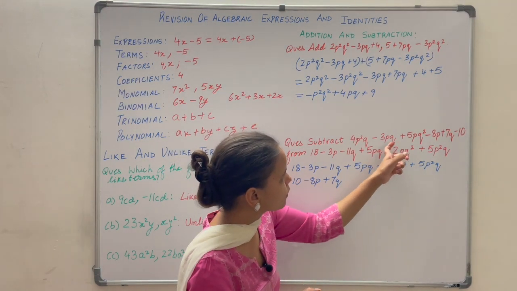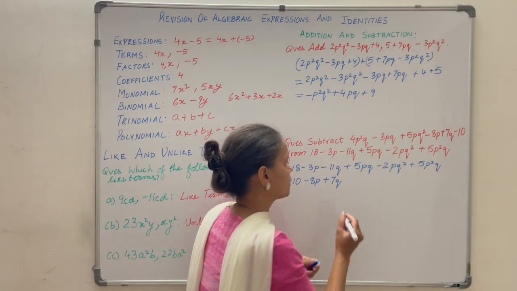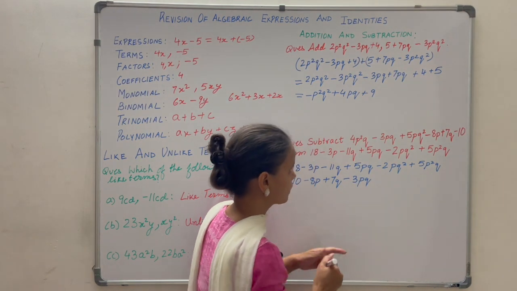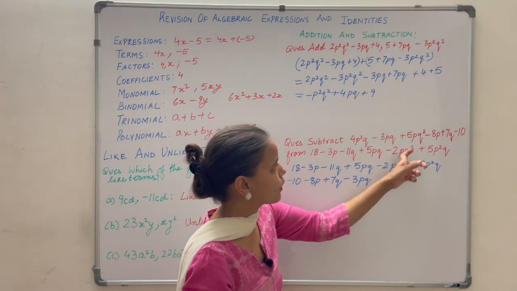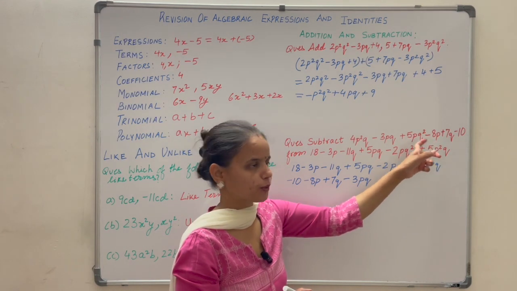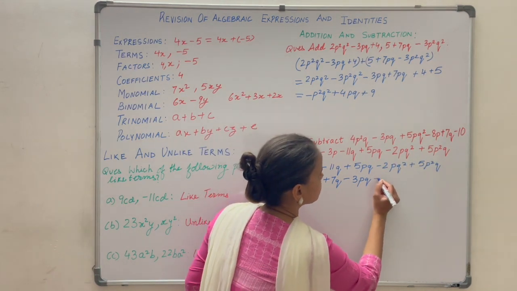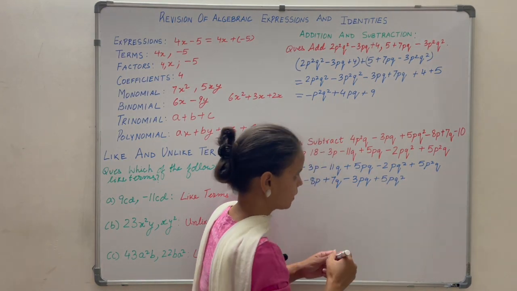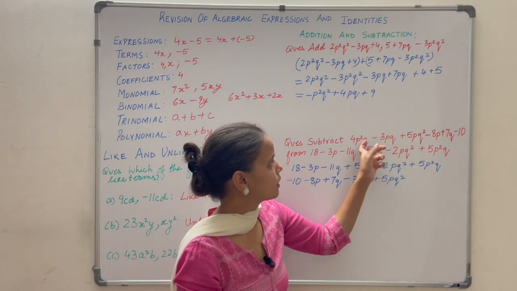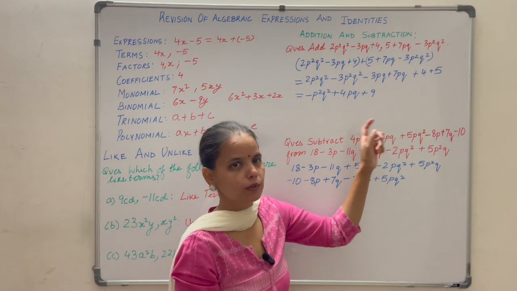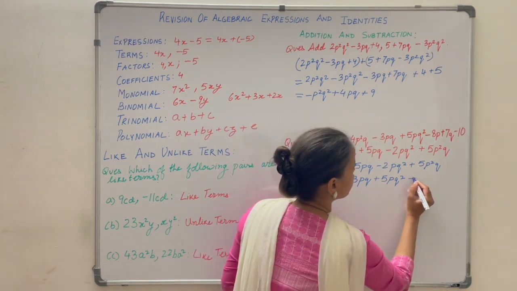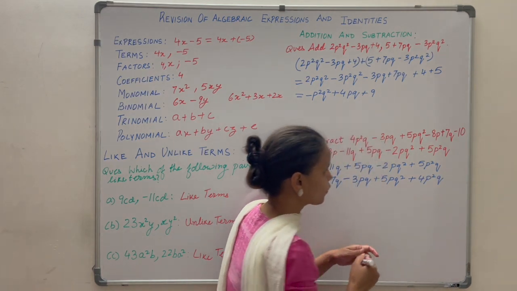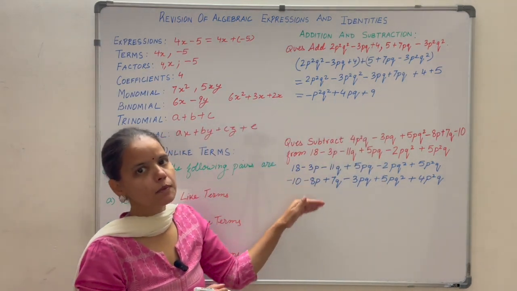PQ. So here you have minus 3PQ. So minus 3PQ. PQ square. You have plus 5PQ square. They are the like terms. Plus 5PQ square. And here P square Q. Here 4P square Q. They are the like terms. So plus 4P square Q. So we have arranged the like terms one below the other.